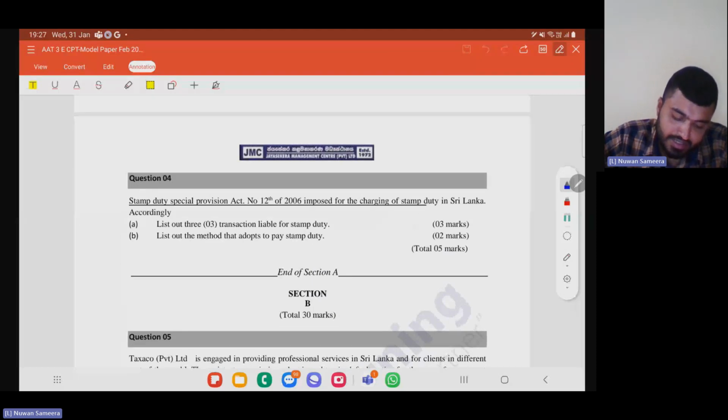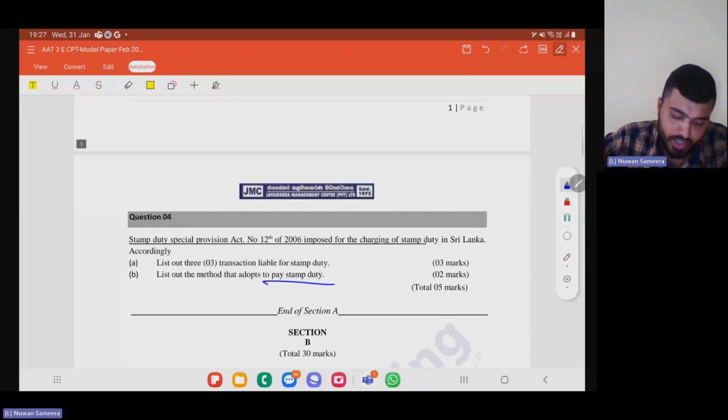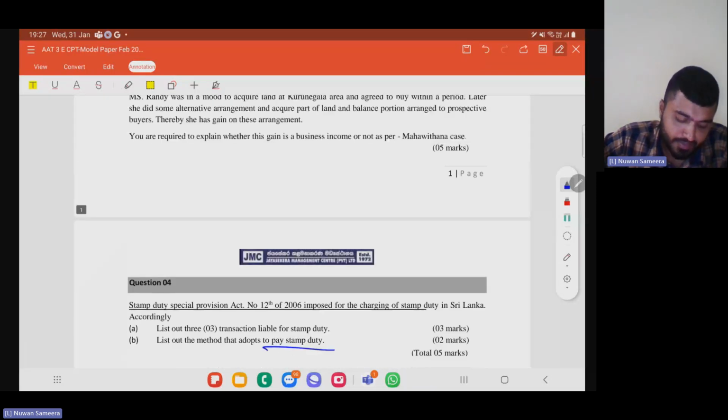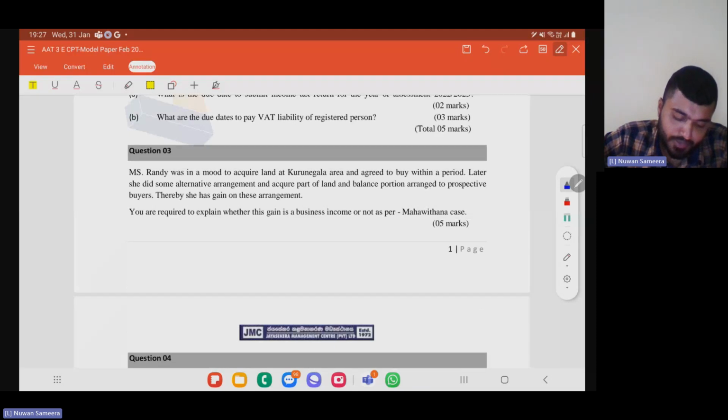There are other things. List 3 transactions liable for stamp duty. List out the methods adopted to pay stamp duties. There are 3 methods now. You can affix stamps, otherwise you can pay to the particular bank at the VOC counter, or else you can pay as cumulative stamp duty. There you can pay in 3 ways. So question number 3 is a case law, that is the Mahavitarana case.